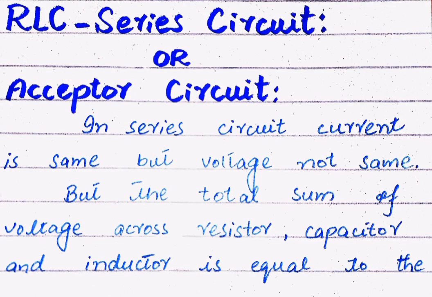Topic is RLC series circuit. It is also known as an acceptor circuit. In this we connect a capacitor, inductor and a resistor to a battery of EMF E. In a series circuit we know that current is the same but voltage is not the same. But the total sum of voltage across the resistor, capacitor and inductor is equal to the source voltage.